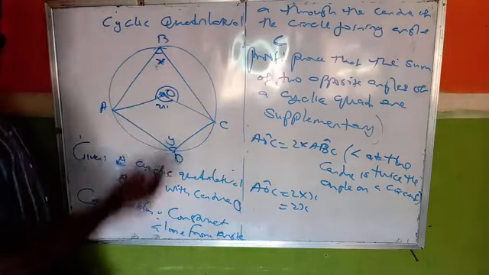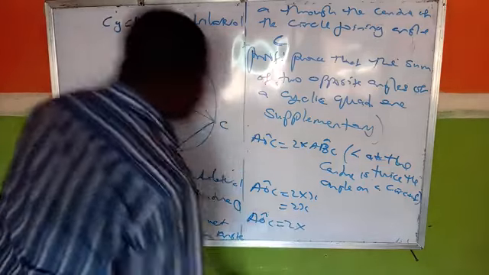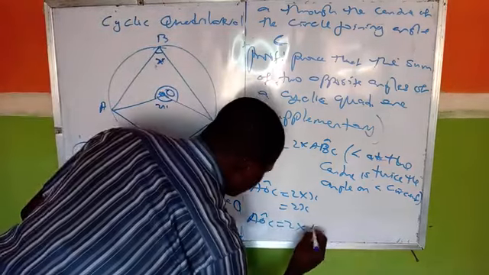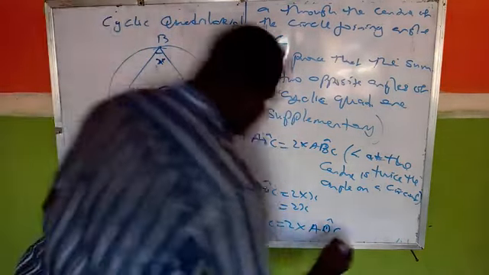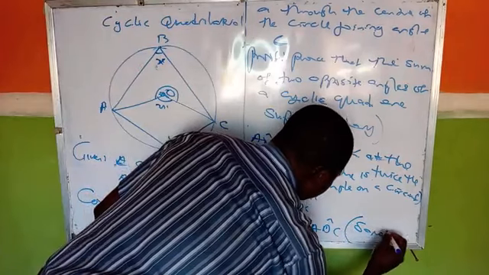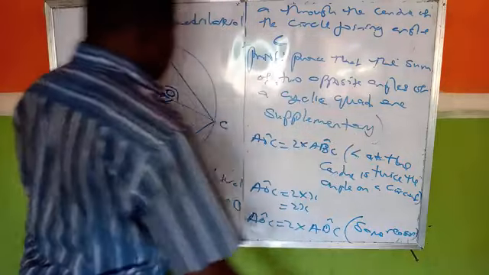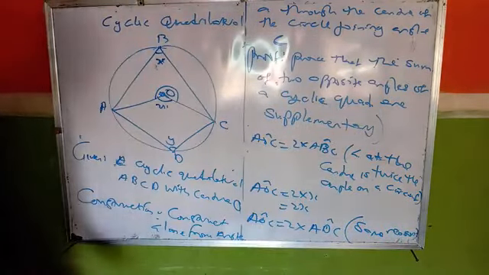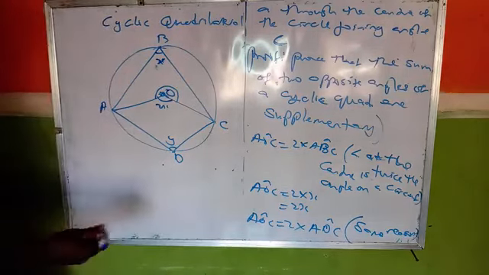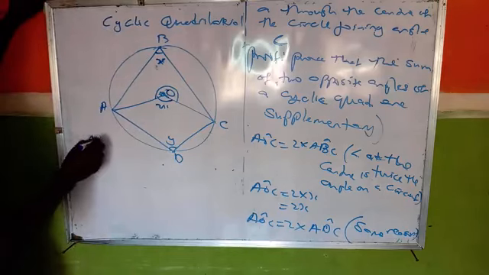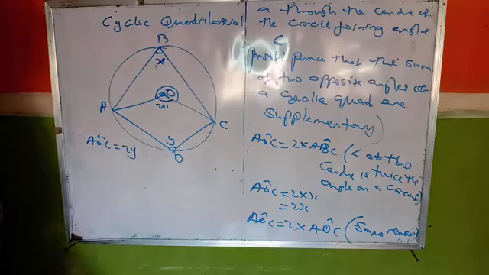Then, what about the reflex angle? Same way. Angle AOC is equal to 2 times angle ADC. So you simply put it there for the same reason. They are the same reason as this. So you have angle AOC equal to 2y. That is 2 times y. It's still the same thing.